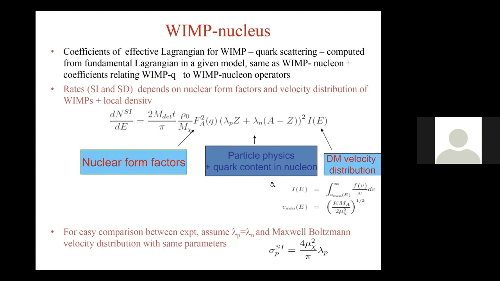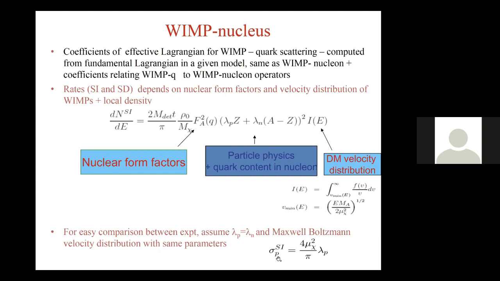For easy comparison between experiments, typically, it is assumed that the neutron and the proton interactions are identical. If the interaction is dominated by the Higgs, this is typically the case. And there is a Maxwell-Boltzmann velocity distribution. I have not written the parameters here, but there's a convention for what the values of these Maxwell-Boltzmann parameters are. Under this assumption, everything can be expressed in terms of the interaction of dark matter on protons. So it means that no matter what nucleus you're using, whether it's xenon, germanium, or sodium iodide, everything is brought back into the space of dark matter interaction with protons.